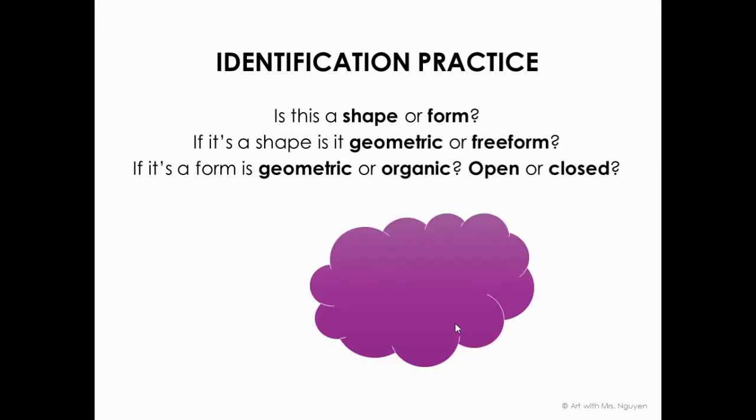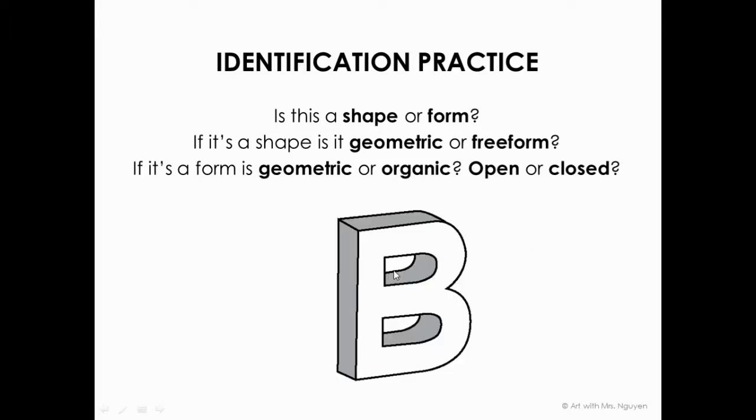What about this? Is this a shape or a form? What else do you notice about it? It is a shape. It's two-dimensional, and it is an organic or free-form shape. And then this one, is this a shape or a form? This letter B. Well, it's clearly three-dimensional, so I'm going to guess a form. And a B does have those cutouts, so I'm going to guess that it is free form and also open.